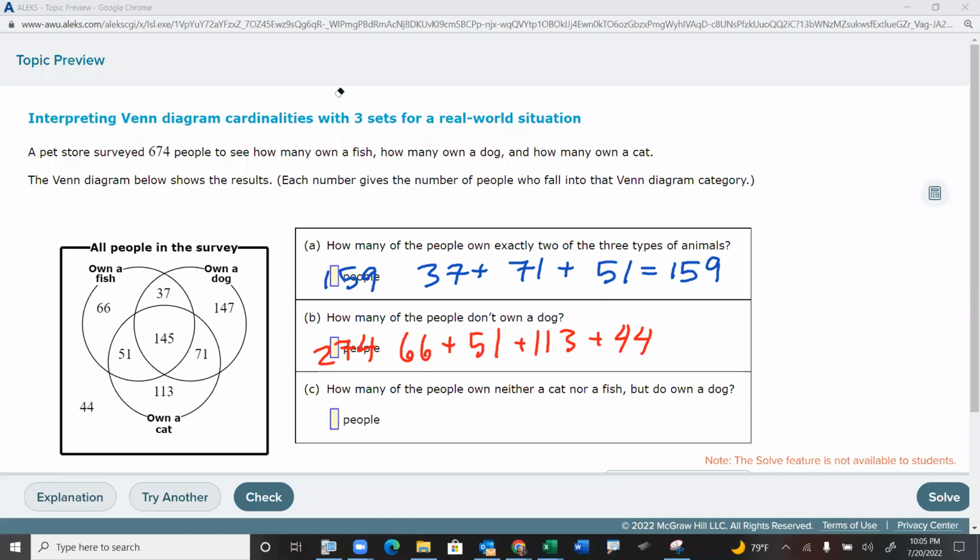All right, last question on this page. Let's see. How many of the people own neither a cat nor a fish, but they do own a dog? So they don't own a cat or a fish, but they do own a dog. Okay, looks like 147, and that's that. Okay, so that's basically how these are done.